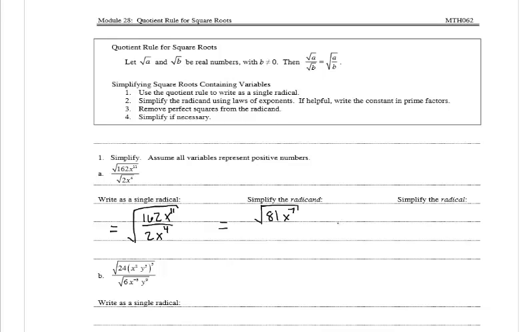And now it wants us to simplify the radical. So this is equal to the square root of 81, which is 9, and we have the square root of x to the 7th. 7 divided by 2 is 3 with a remainder of 1. So we have x cubed and then the square root of x.